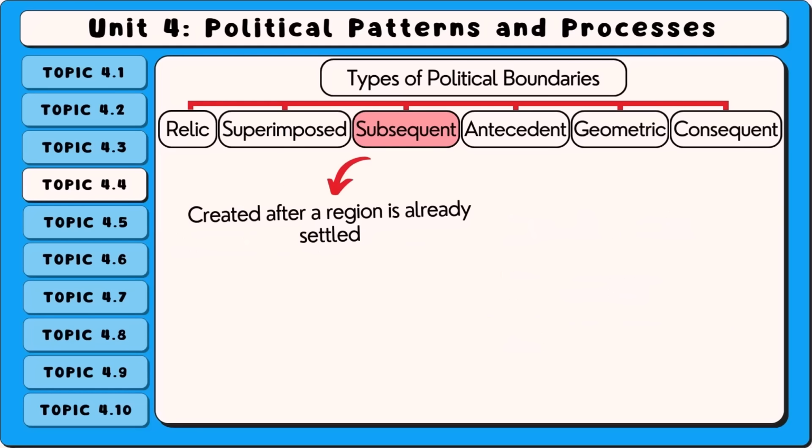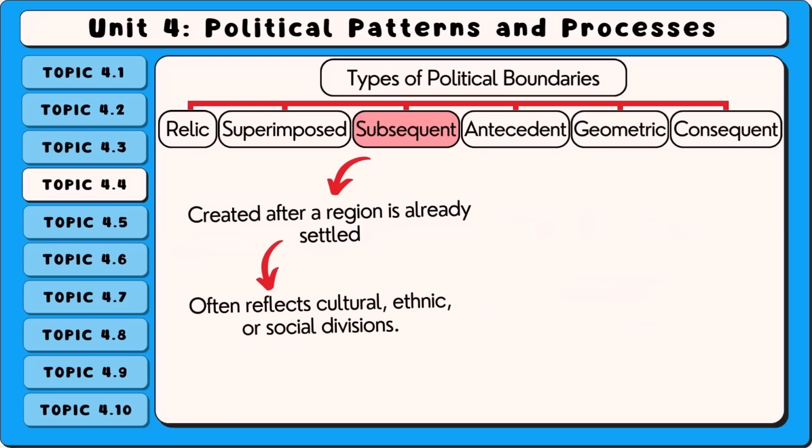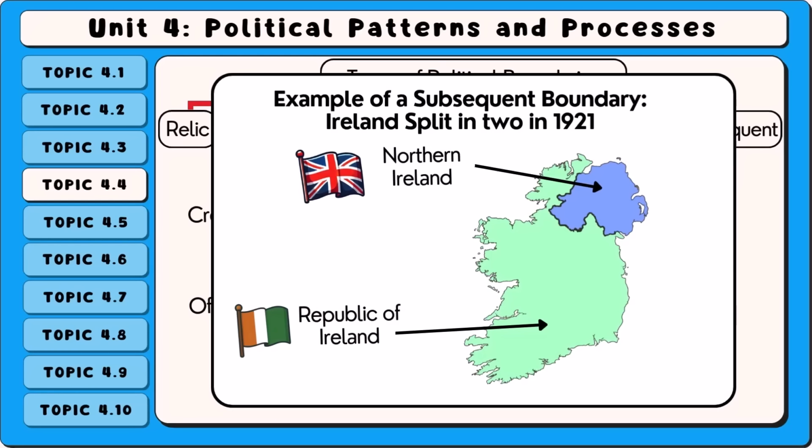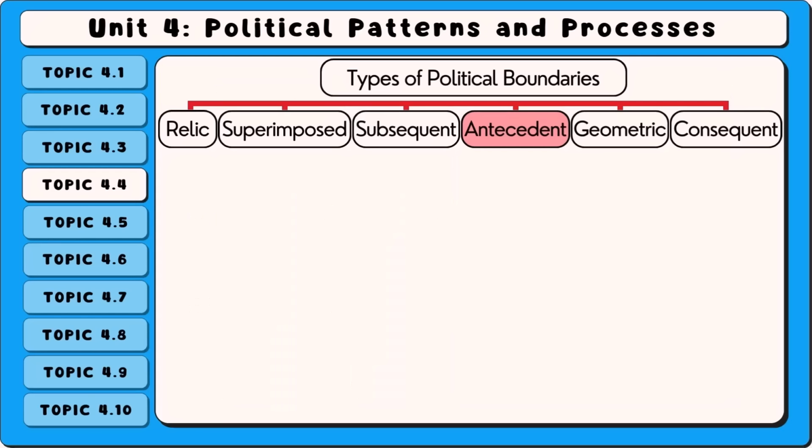A subsequent boundary is created after a region is already settled, and it often reflects cultural, ethnic, or social divisions. These boundaries evolve over time as people interact and claim space. For example, the border between Northern Ireland and the Republic of Ireland reflects differences in religion and political identity that developed over centuries. An antecedent boundary is the opposite of a subsequent boundary.